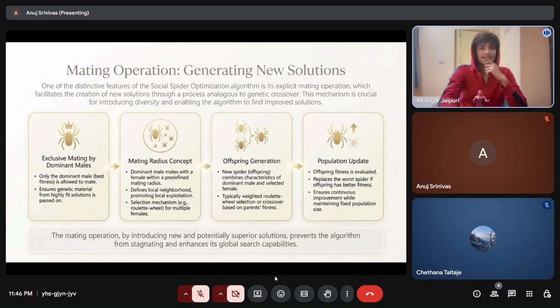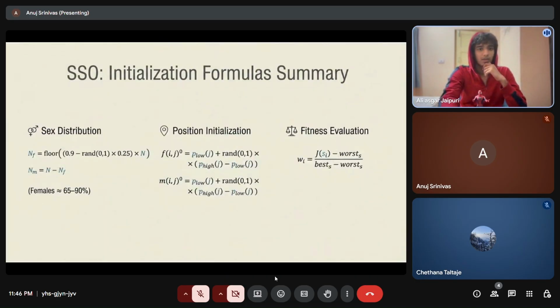Now, moving on to the next slide, which is initialization of formulas. Now, let's look at the mathematical terms of this algorithm. This slide summarizes all the initialization formulas for sex distribution. Females make up between 65 to 90% of the population. Next is position initialization, where each spider is placed randomly within the lower and upper bounds of the search space. Finally, each spider's fitness is calculated and the fitness weight is evaluated. These weights are later used in vibration and movement equations.